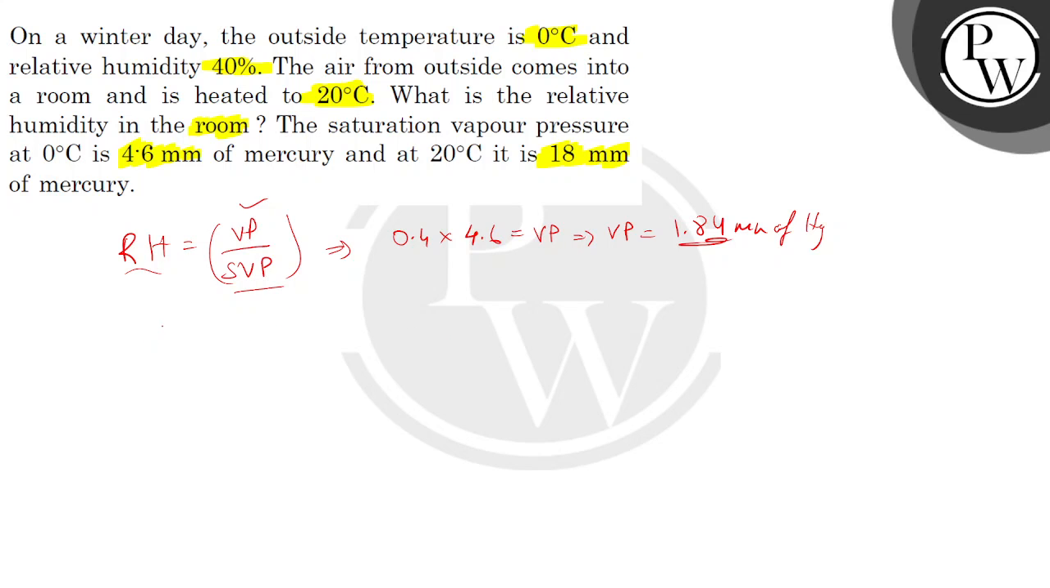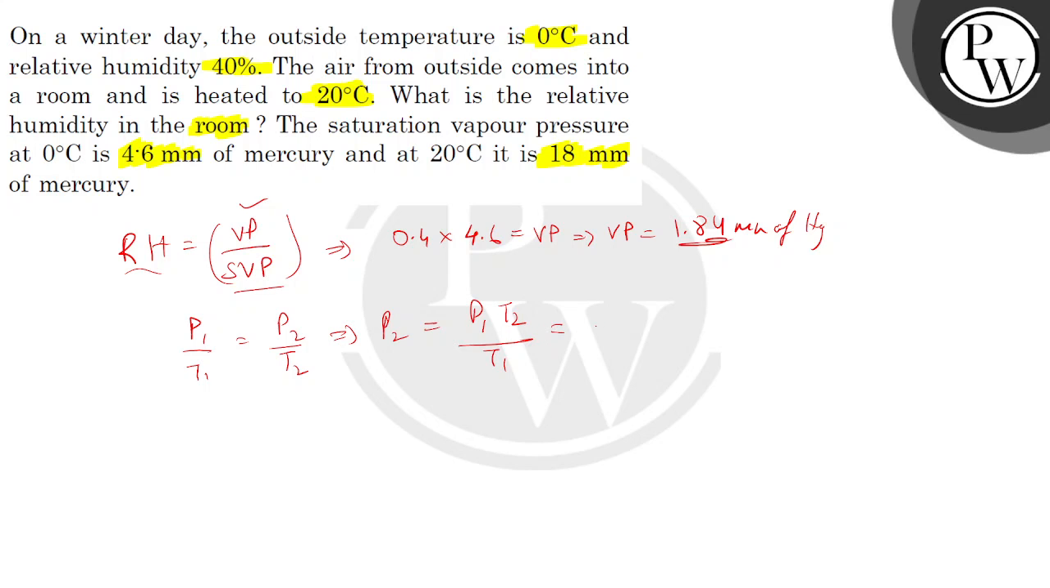Now, since we know this value and the volume of the air which is outside the room and going inside the room is equal, we can use the equation P1 by T1 is equal to P2 by T2. Right? From the ideal gas equation, we can form this equation. Now, from this equation, we can say that the pressure inside the room, or P2, is going to be equal to P1 times T2 divided by T1.